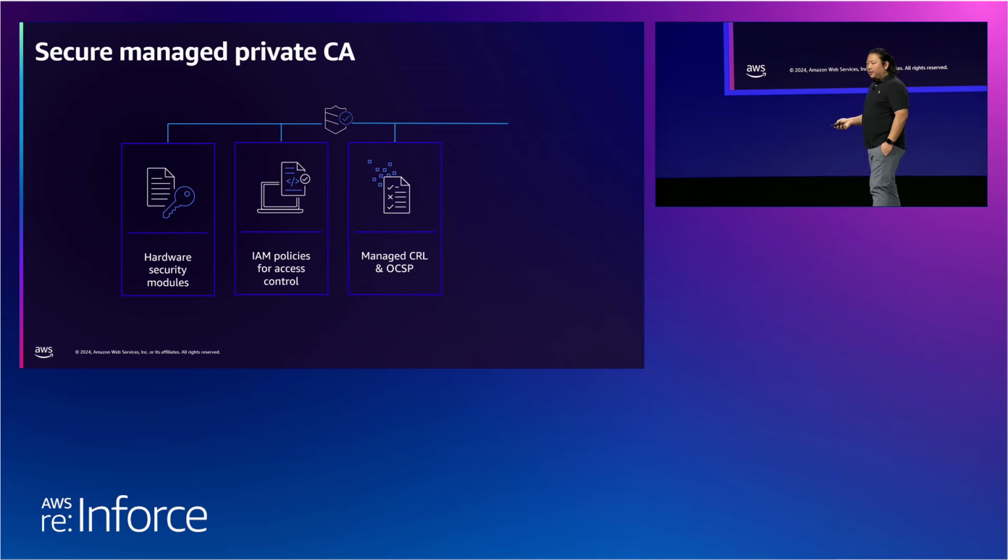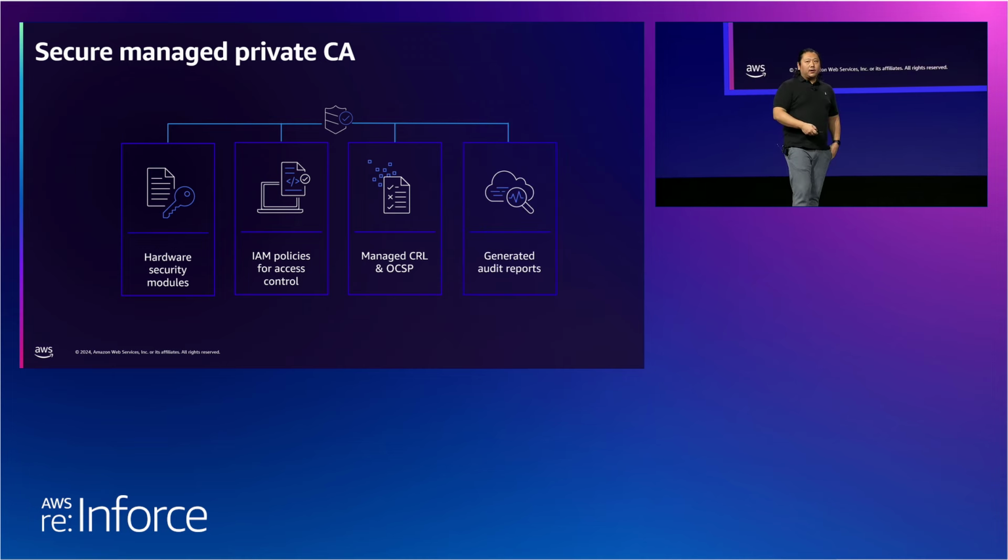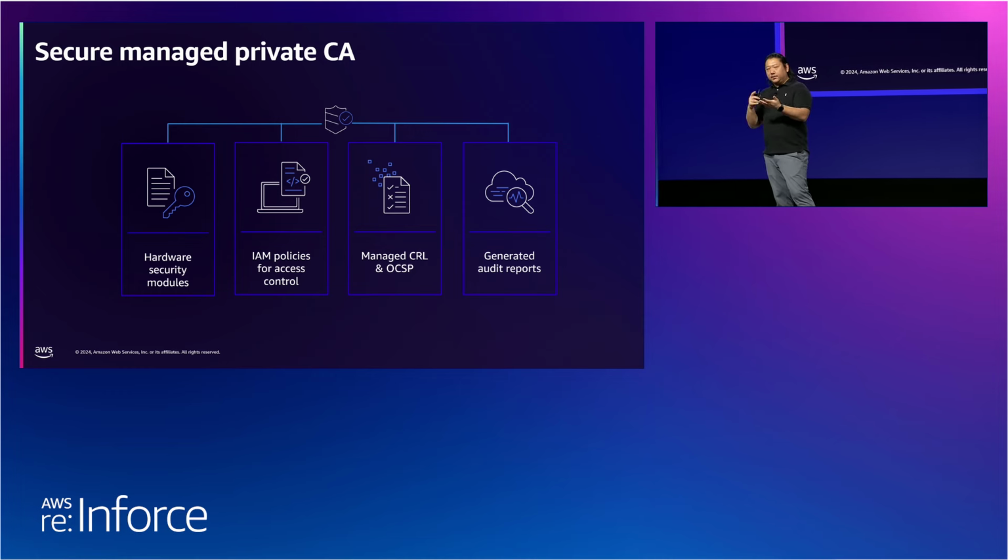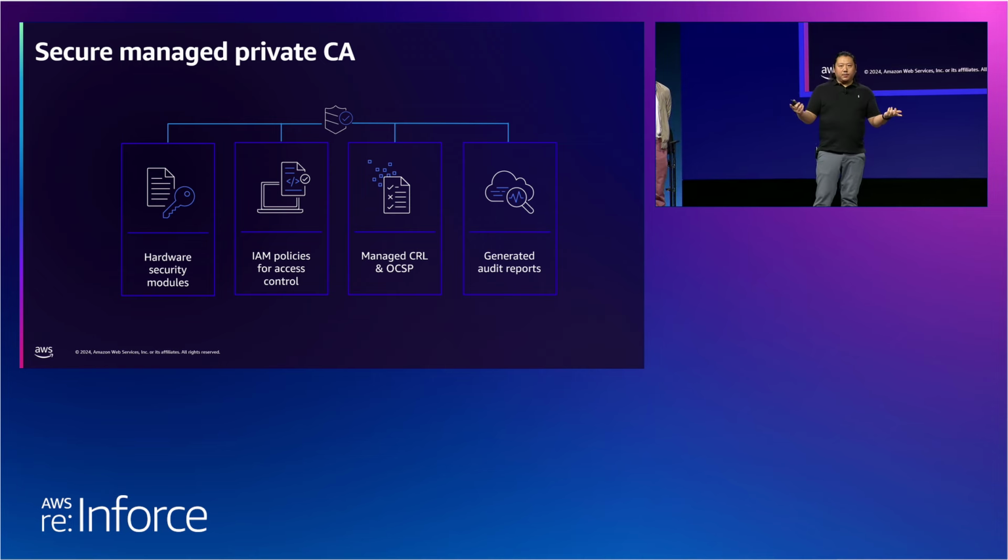Managed CRL and OCSP, revocation is an important part of PKI, and we provide you with both managed services. And then lastly, I want to know what's happening in my CA. You get the audit logs. You also get a free generated audit report. Every certificate issued, whether it's revoked, expired, or still valid, you get that all in a single report, which makes it easy to do two things. One, provide it to your compliance auditor. Two, you have an incident, every single cert is there for you to look through.